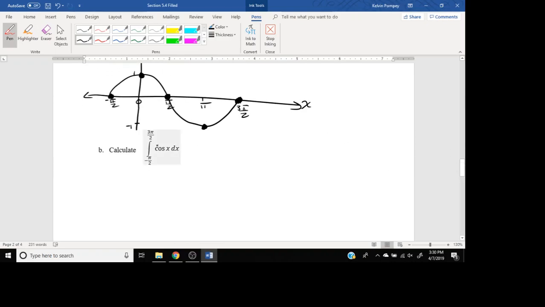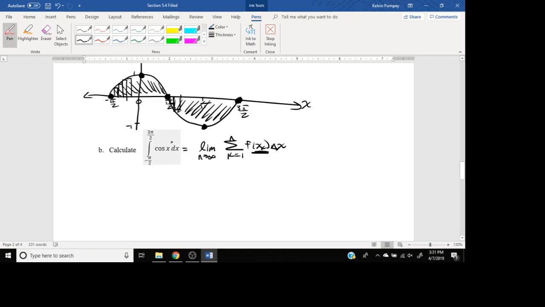So what I want to do is calculate the integral from negative pi over 2 to 3 pi over 2 of cosine of x dx. Remember, this is still the limit as n goes to infinity of the sum from k equals 1 to n of f of x of k times delta x. Now, this comes from doing the area of a bunch of rectangles, and so on and so forth. So basically that's going to give me the area. But here, these rectangles are going to be below the x-axis, because these are the functional values, and those functional values are the f of x of k part.